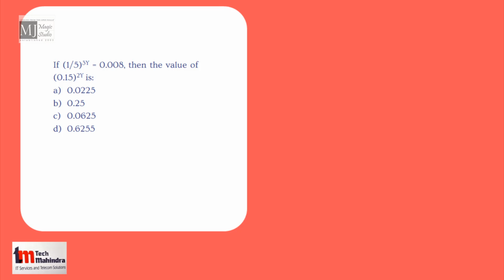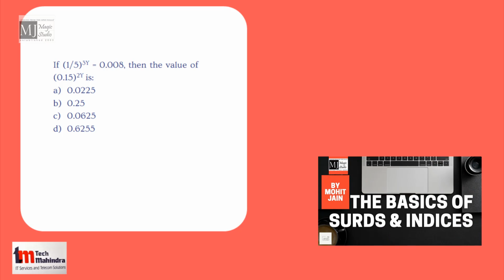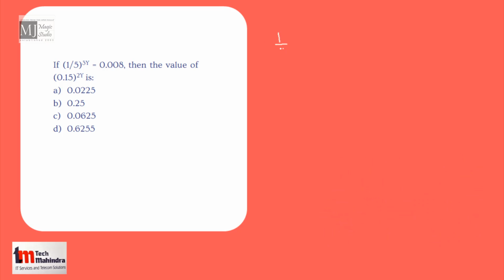A question from algebra of irrational numbers, surds and indices. An entire basic video has already been produced and put up on our channel on surds and indices. Link would be there in the description. Please go through it to dwell deeper into these concepts. So the question is (1 by 5) to the power 3y is 0.008.